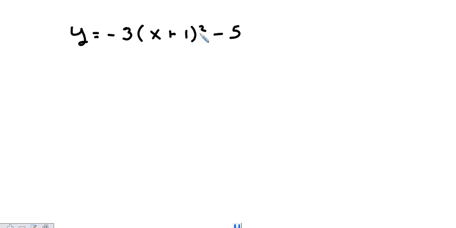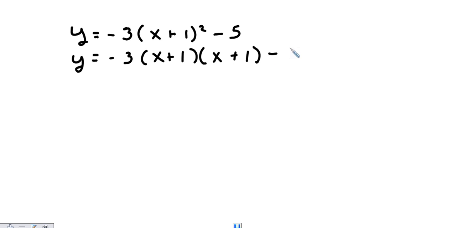But again, we have our binomial squared, so let's rewrite this with the binomial written twice. So (x plus 1) times (x plus 1), and our minus 5 on the end. So to multiply (x plus 1) times (x plus 1), we're going to FOIL, but don't forget you've still got this leading coefficient of negative 3.